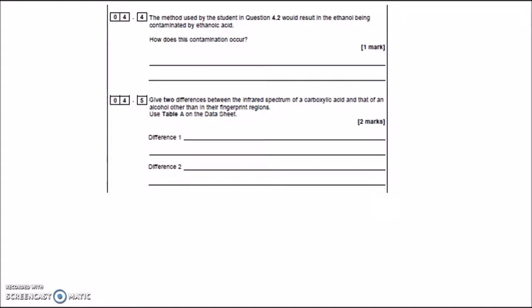4.4. The method used in 4.2 would result in the ethanol being contaminated by ethanoic acid. Why? Well, ethanol has an OH bonded to a C, which is bonded to one other C. So the C of the OH in ethanol is bonded to one other carbon. We call that a primary alcohol. A primary alcohol like ethanol can be oxidized. It will turn into ethanal, which is an aldehyde, and then it will further oxidize into something called ethanoic acid.